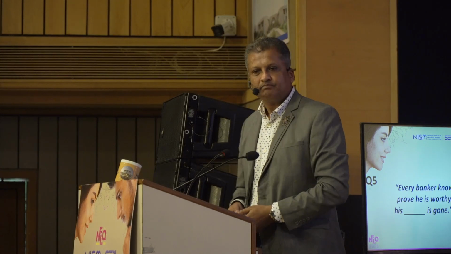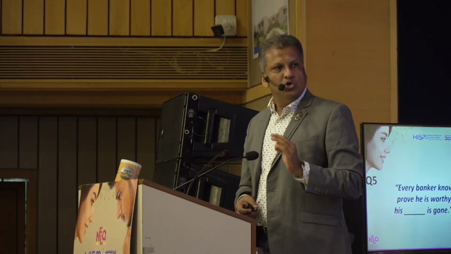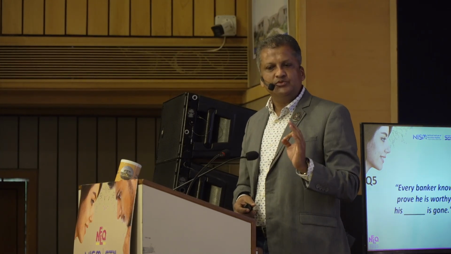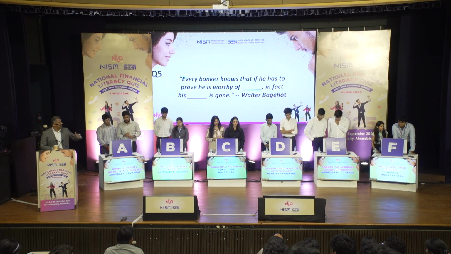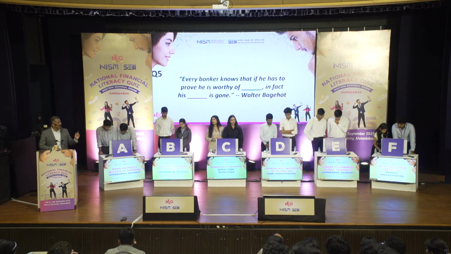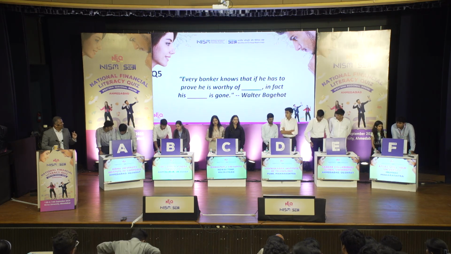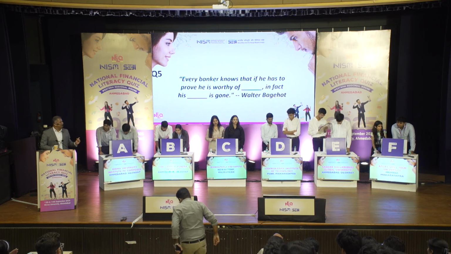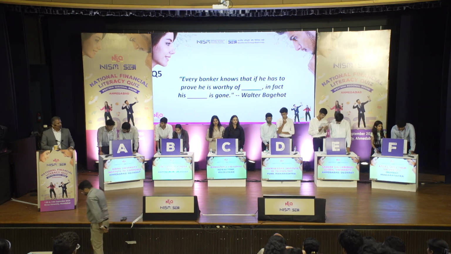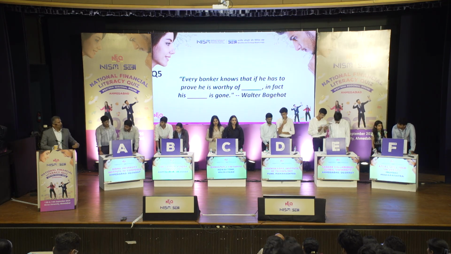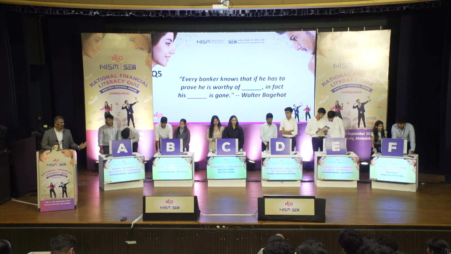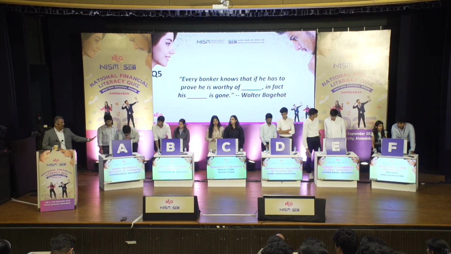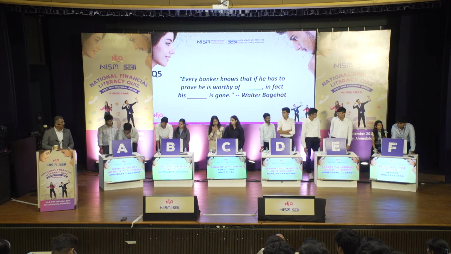We will go across with question number 5 to Team F. Every banker knows that if he has to prove he is worthy of blank, in fact, his blank is gone. Walter Bagehot, one of the classical thinkers in economics. Both blanks are filled by the same word. It's a 6-letter word. What word? He's saying that if a banker has to prove that he is worthy of blank, then actually, his blank is gone. It is not there any longer. What 6-letter word? Team F.